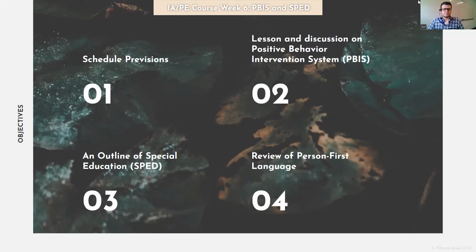Tomorrow we will talk about an outline of SPED and begin talking about all of our special education subjects. Finally, on the last day of the module this week, we're going to review person first language, or start talking about it a bit more. We started this week off with a pre-test, and we will end this week with a post-test. So we'll keep those things in mind too when we're thinking about our scheduling.